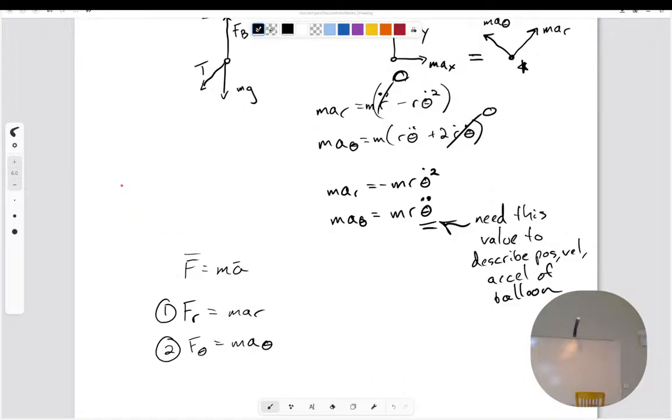Yeah, and buoyancy. I think in this case it's just 2 mg. You have 2 mg that way.